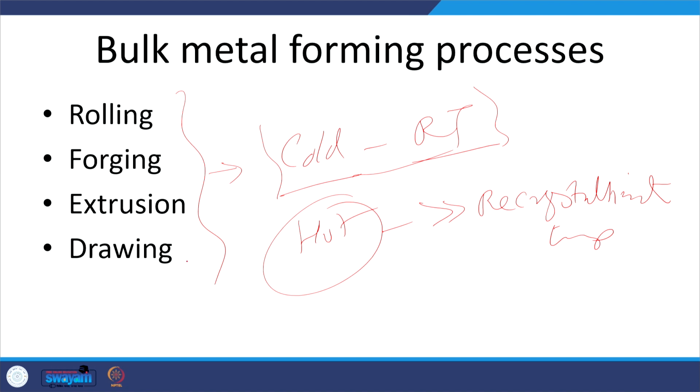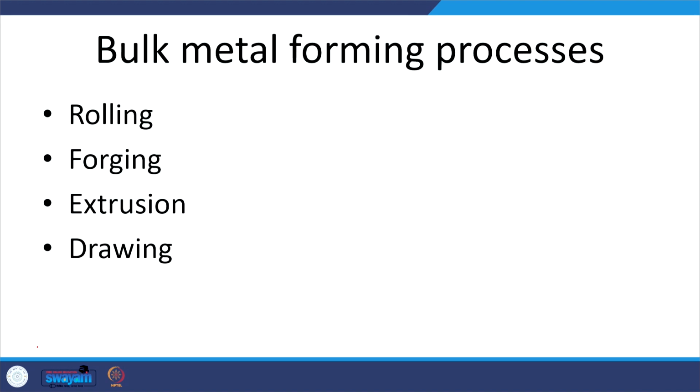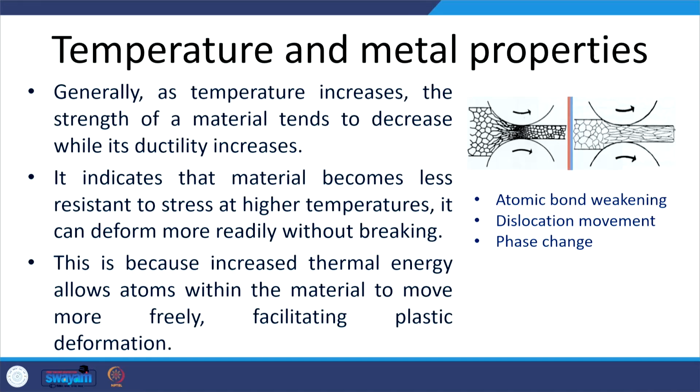These processes, rolling, forging, extrusion and drawing, can be done under hot or cold conditions, but certain processes are preferably done under hot conditions and a few others in cold conditions. It is also possible that a few stages are done in hot conditions and other stages in cold conditions to achieve the desired structure and properties of the final product. So we may use a combination of hot and cold forming.